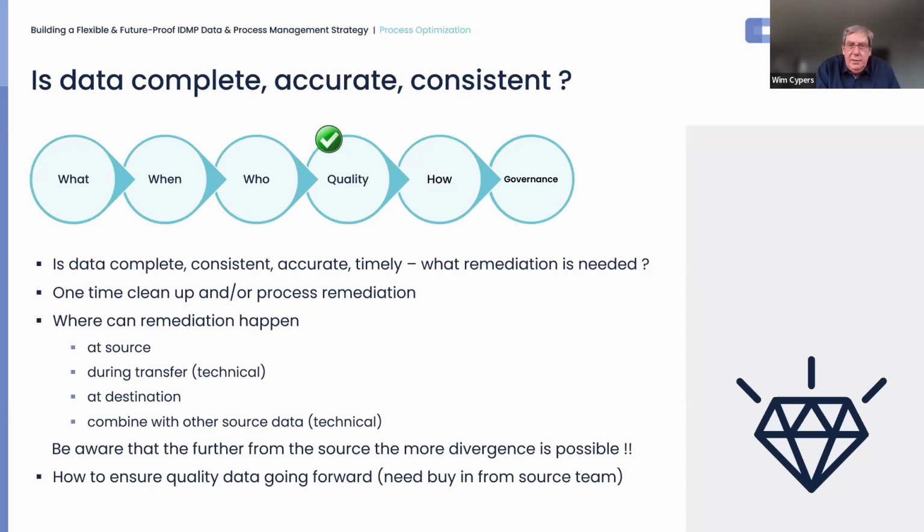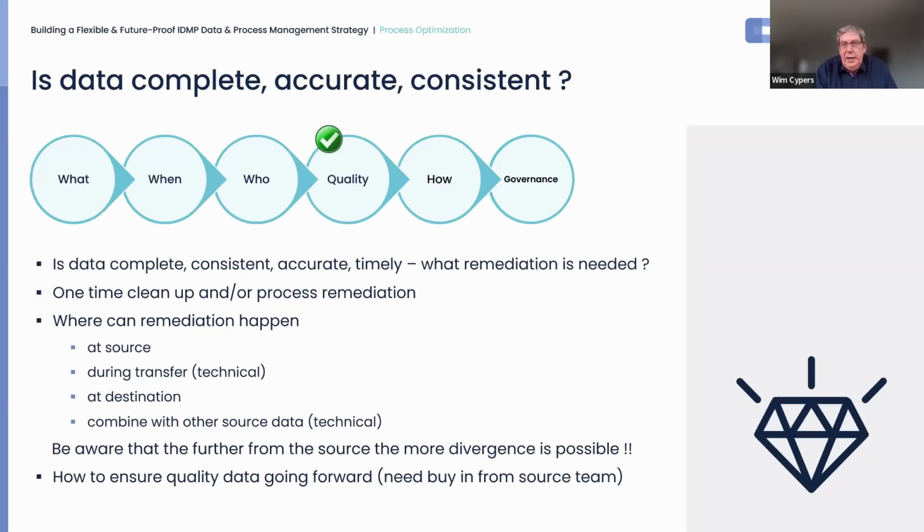And as I said also on the previous slide, with respect to that remediation, if the data is not correct at the source, think about whether you can do it downstream. You can do it at source, you can do it during the transfer, at the destination, namely your central repository, or you could combine it with other sources, and whatever is missing in one source, you can get it from another source. So there's a lot of considerations here when it comes to data quality that you need to make.